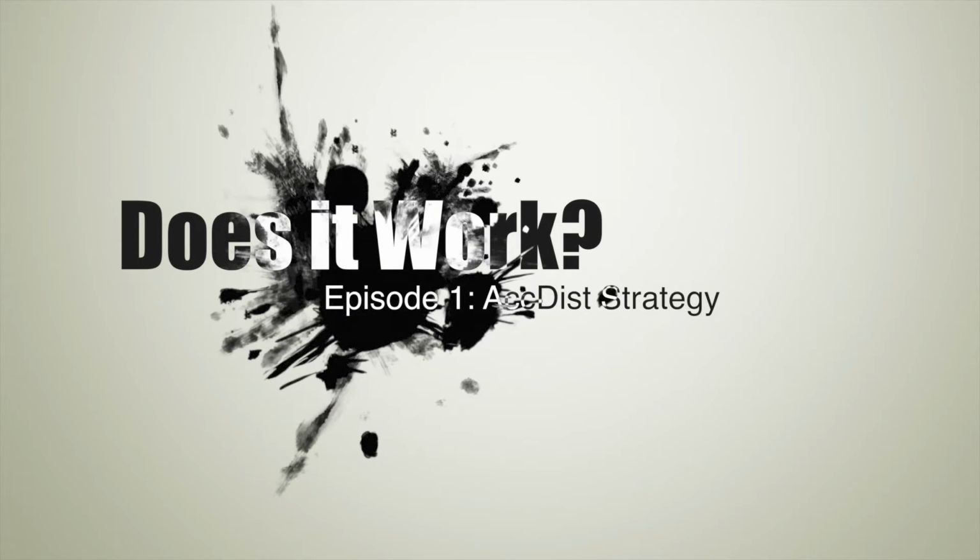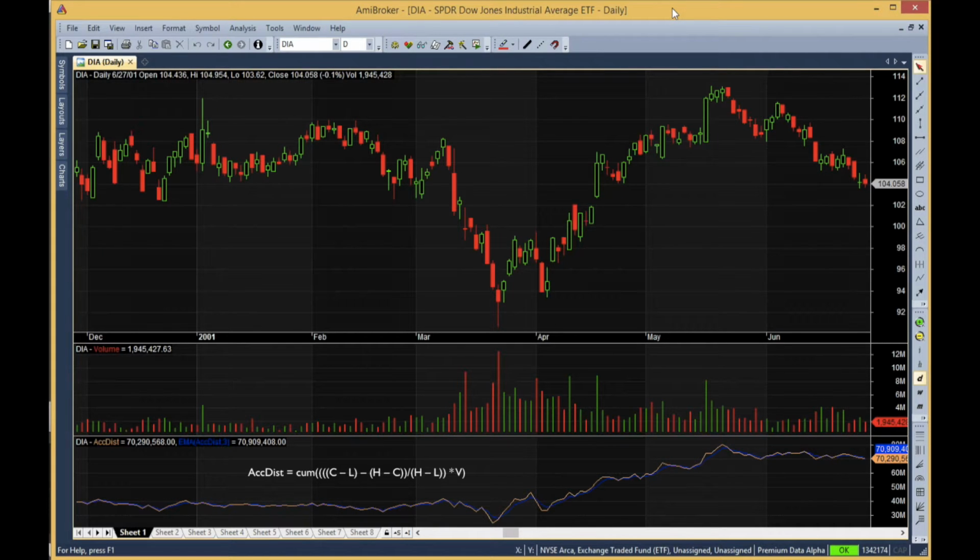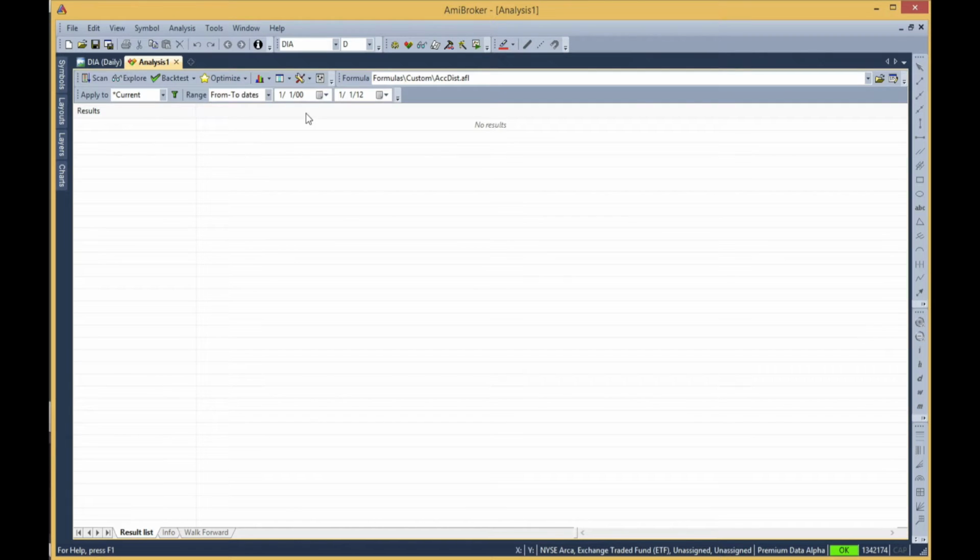Hi everybody, and welcome to today's episode of Does It Work?, where I explore trading strategies and do some testing to see if it works. Below we have the accumulation distribution indicator, and you can see the math for it down there. We're going to test a really basic strategy based on that indicator, and we'll see how it goes.